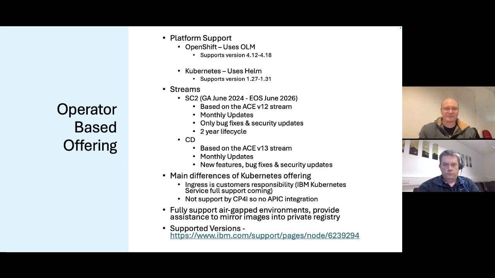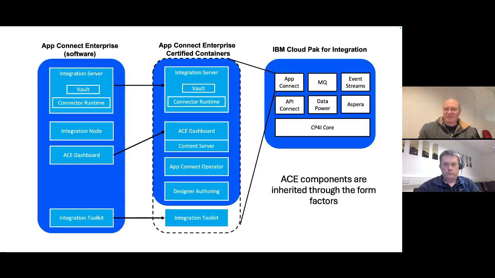So this is just a quick chart to go over the layout, and really it's just confirming what I've described before. In software we've got our integration server. When you move into containers, that becomes your integration runtime resource, but it's built on the integration server. We've got our ACE dashboard in software. We've taken that software, enhanced it, and added it into the containerized offering, but we've also bolted on an extra capability of a content server such that you can upload your bar files. We've got the operator itself, then we have this new designer authoring experience, and then the toolkit.